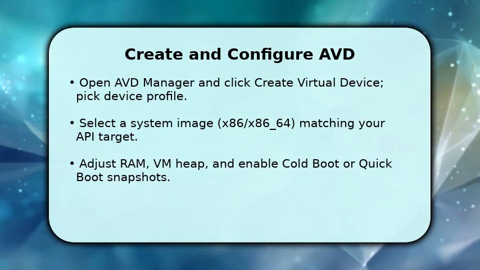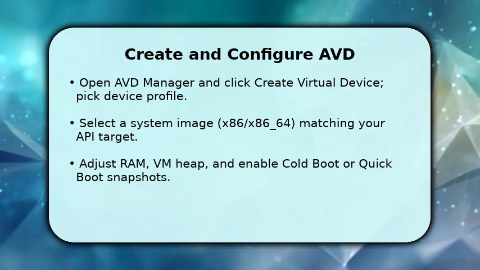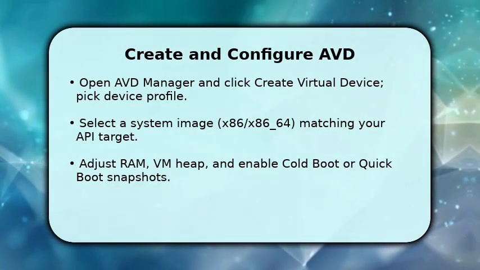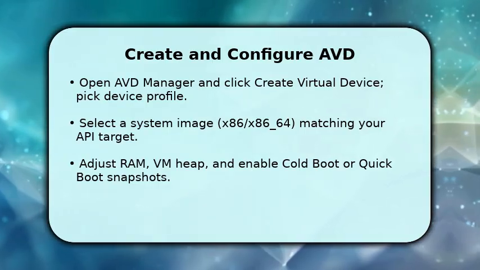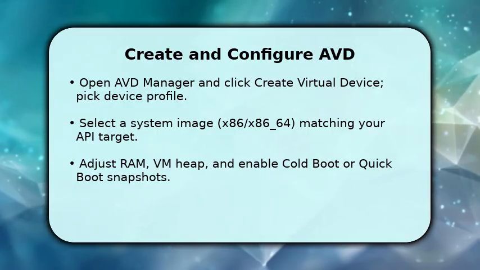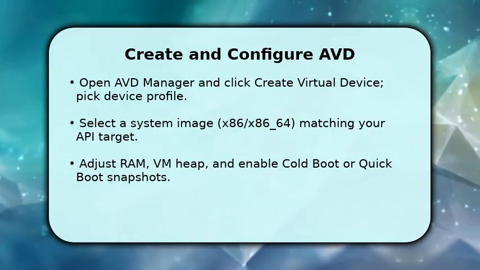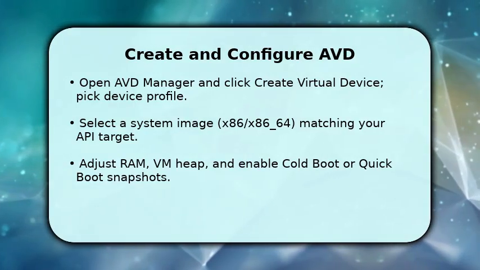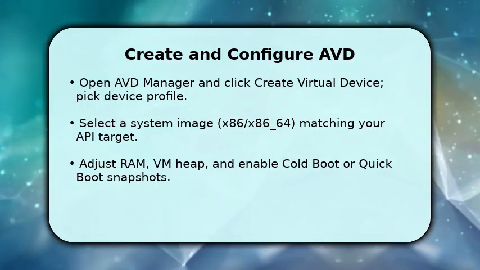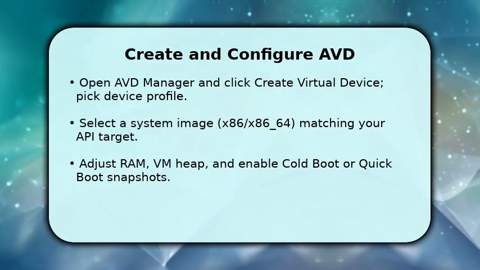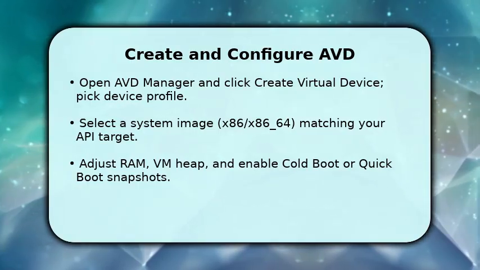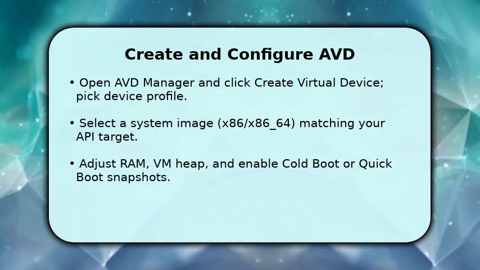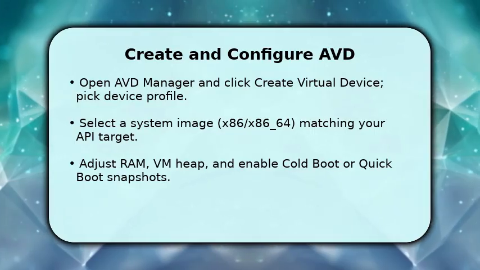Next, you create and tune an Android virtual device to match your testing needs. In AVD Manager, pick a device profile, then choose an x86 or x86-64 system image for hardware acceleration. Avoid ARM images unless necessary. Once the AVD is created, edit its settings. Increase RAM moderately, set VM heap, enable GPU emulation, and enable quick boot snapshots to speed startups. Also configure camera and network options, so apps that use sensors and internet behave like on a real phone.